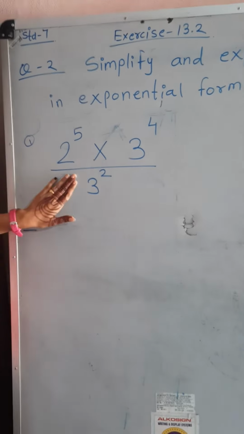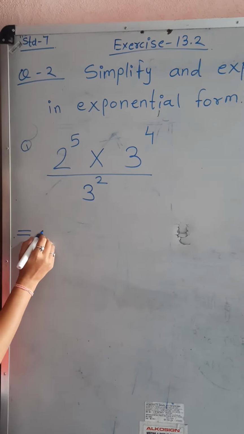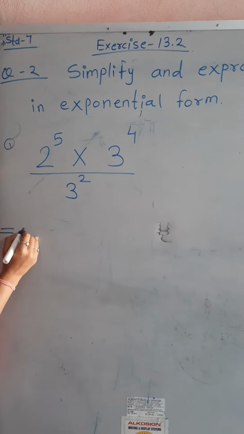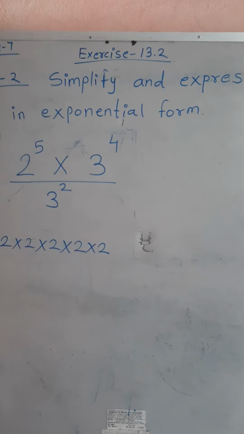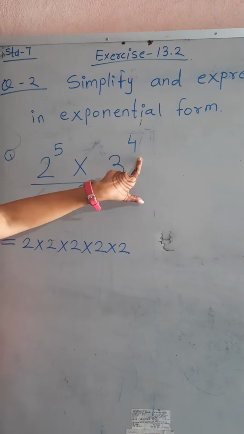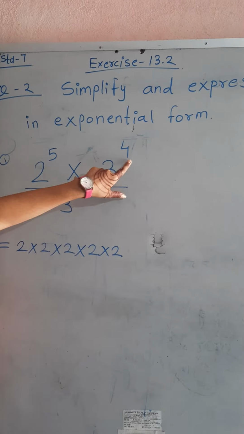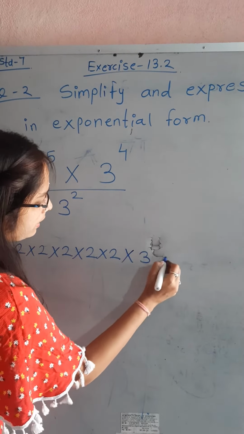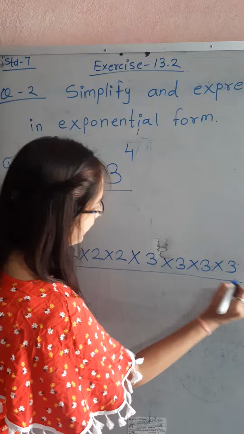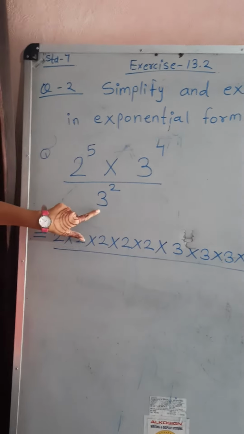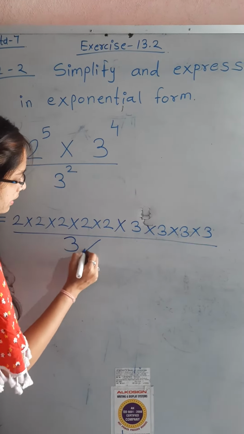Look at here. First, we write all that in expanded form. 2 exponent 5 means we just write that 2 how many times? 5 times. 2 into 2 into 2 into 2 into 2. Again, 3 exponent 4 means we just write that 3 how many times, children? Very good. We just write that 3 4 times. 1, 2, 3, 4. Then divided by 3 exponent 2 means we just write that 3 2 times, means 3 into 3.